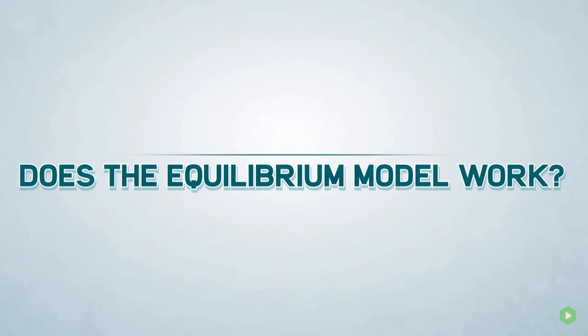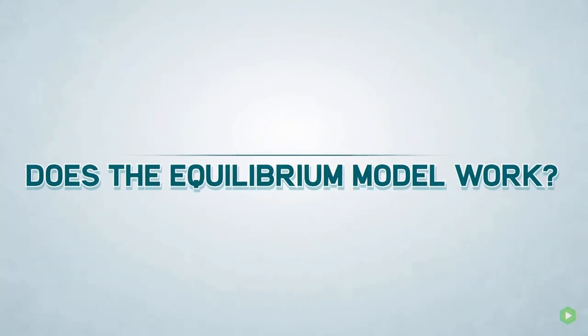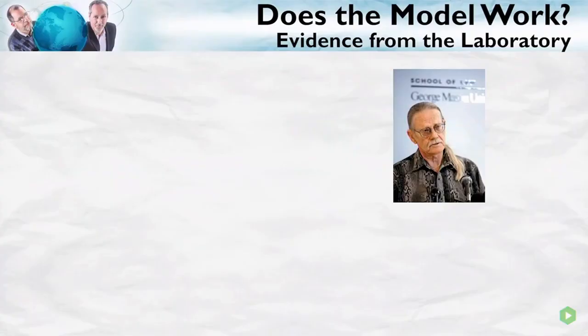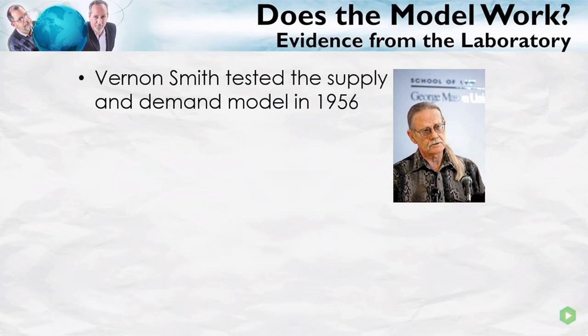Now that we understand supply and demand and the equilibrium process, we can ask, does the model work? Some of the most impressive evidence was developed in 1956 by Vernon Smith, one of the founders of experimental economics.